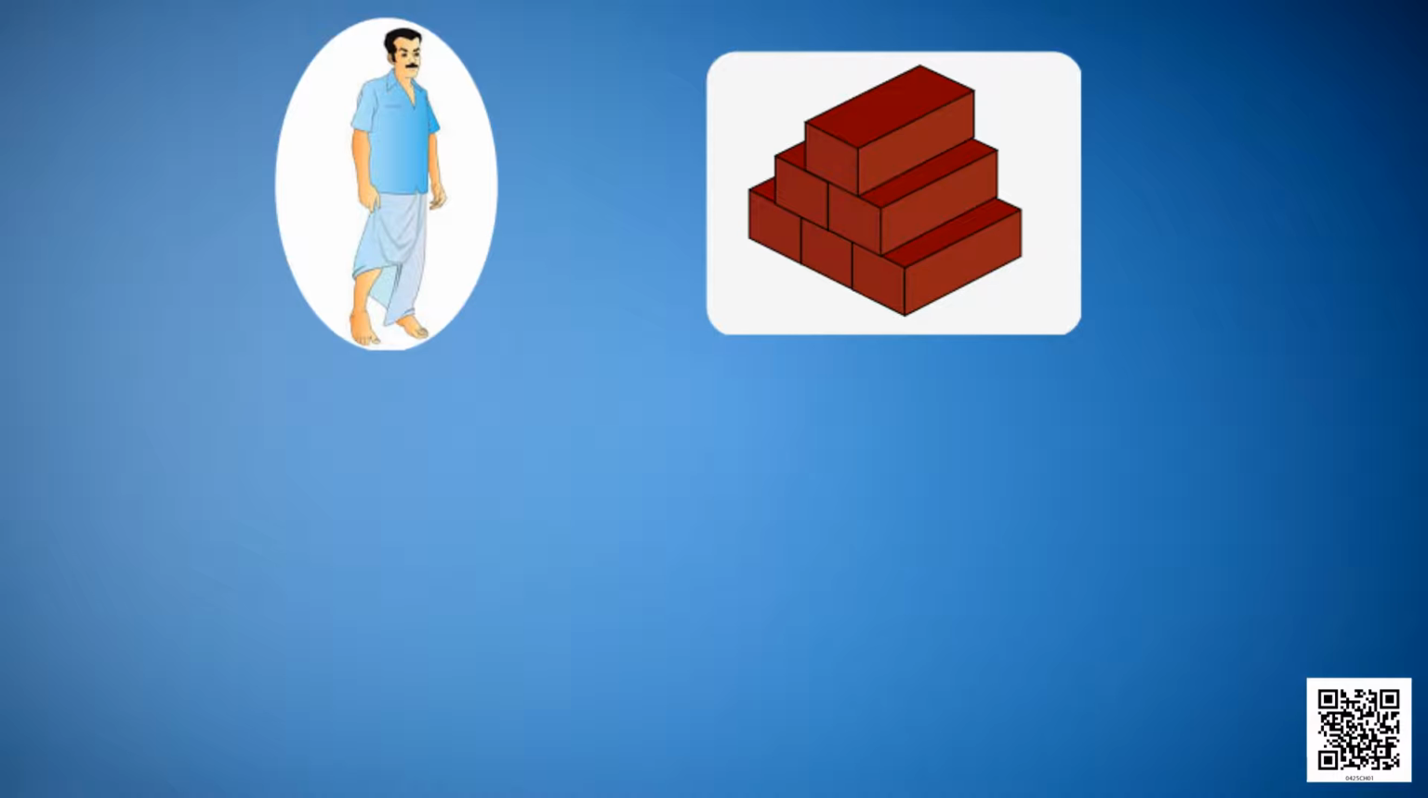He bought 3000 bricks. How much did he pay? Yes, try and find out. Guess. Yes, try to solve it out. How much would he pay? He would pay 6000. How? Because he needs to get 3000 bricks. So 2000 into 3 is equal to 6000 rupees.